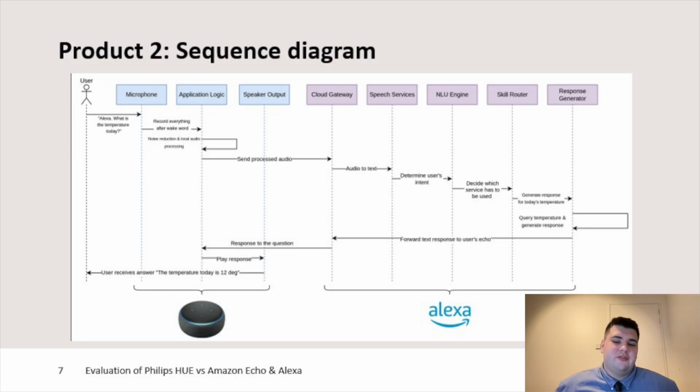Then the cloud generates a response that today's temperature is 12 degrees, for example. The cloud sends it to the Echo, and Echo plays it on the speakers. Afterwards, the user, of course, hears the speaker's output.